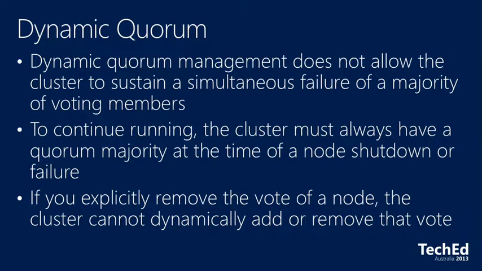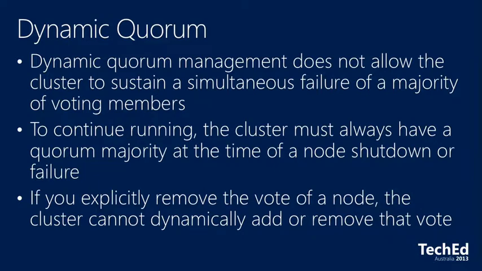So the other thing about dynamic quorum is it's not there to prevent against simultaneous failures. So in the case of a WAN failure where multiple nodes go down, or in the case of a rack failure or a switch failure and a bunch of things disconnect, dynamic quorum is not going to be able to save you from that situation.